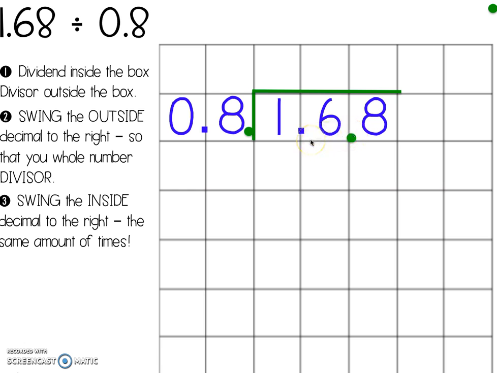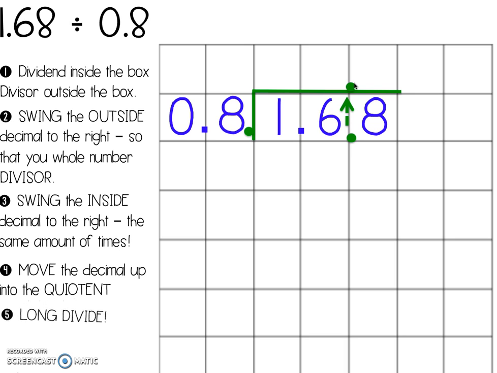Now, before we do any sort of long division, we need to take that decimal and put it up into the quotient. So when we do that, we're all ready to rock and roll. Last thing we got to do is actually just do the long division. So now we have our whole number 8, and we got to see how many times does it go into 1. 8 goes into 1 0 times, but we can scooch on over and see how many times does 8 go into 16. 8 goes into 16 2 times.